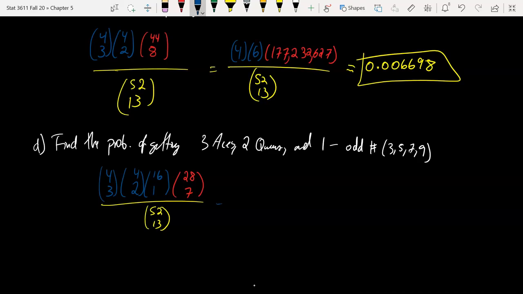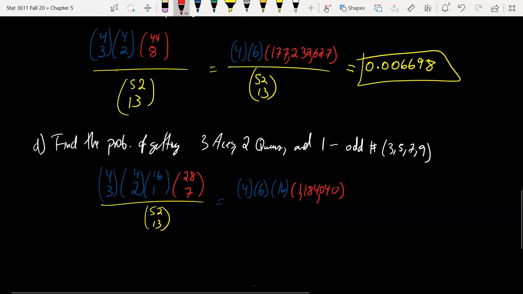Okay? And then so this would be 4, choose 3 is 4 times 6. 16, choose 1 is 16. 28, choose 7, I'm guessing is pretty large. It's not too bad. 28, choose 7 is 1,184,040 ways. And then 52, choose 13, yet again, is 52, choose 13.